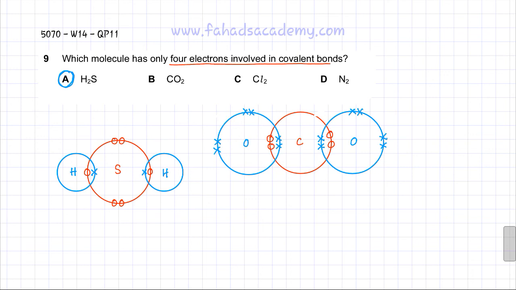If you look at the molecule of carbon dioxide, there are 4 electrons being shared in one covalent bond and 4 electrons being shared in the other covalent bond. So that's a total of 8 electrons. Hence, option B is the incorrect option. We're now also going to discuss the chlorine molecule, Cl2. Chlorine is in group 7, so it needs 1 electron. So it's going to share 1 electron. I'm going to draw the dot and cross diagram for chlorine.